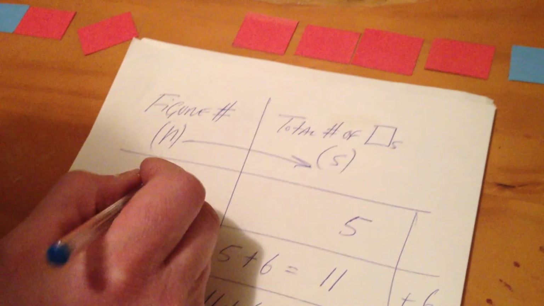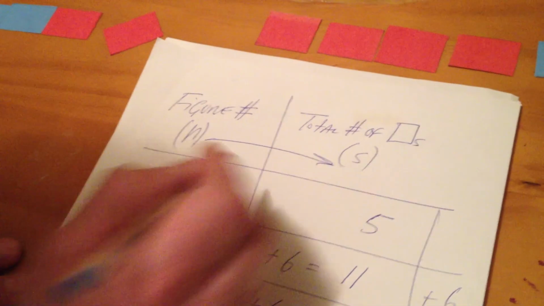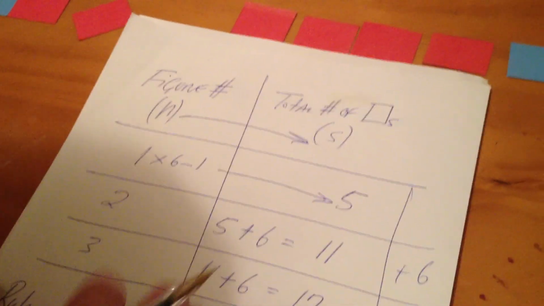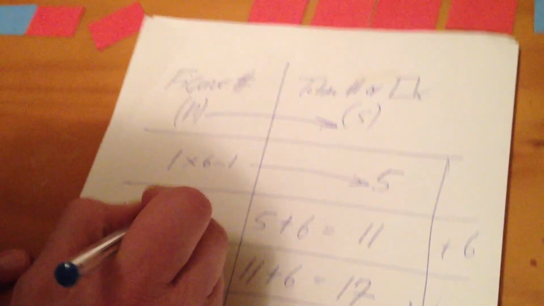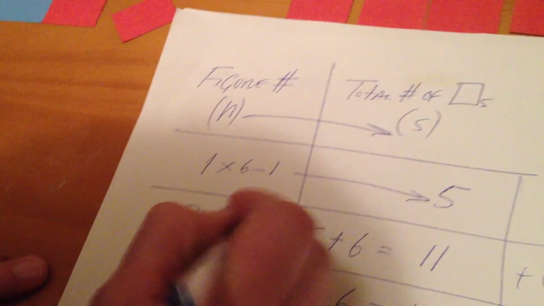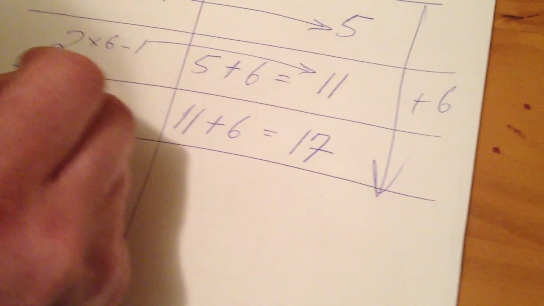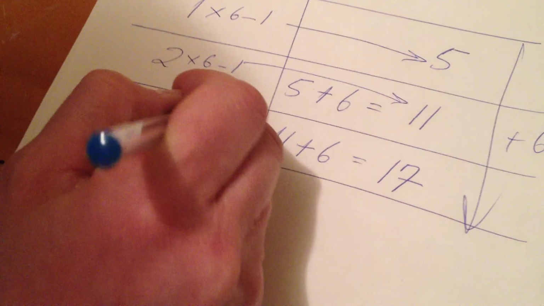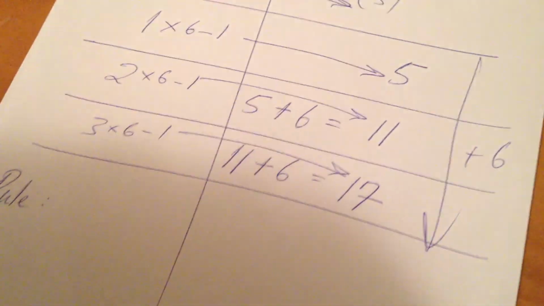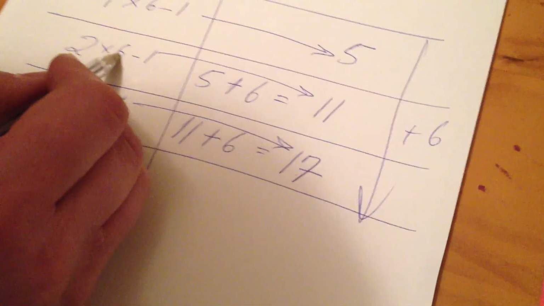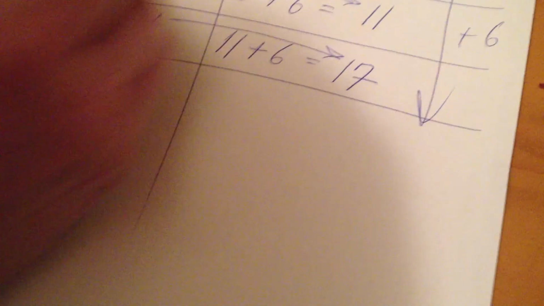Well, if you multiply your figure number 1 by 6 and subtract 1, it will produce 5 squares. If you multiply figure number 2 by 6 and subtract 1, it'll produce 11 squares. If you multiply figure number 3 by 6 and subtract 1, it'll produce 17. 3 times 6, 18, minus 1, 17. 2 times 6, 12, minus 1, 11. 1 times 6, 6, minus 1, 5.